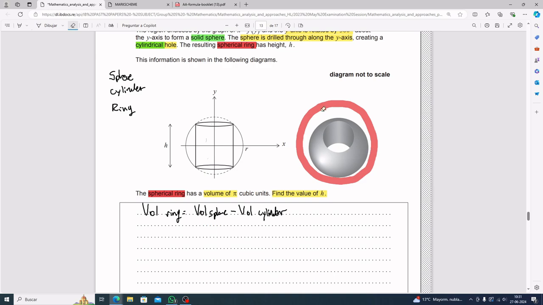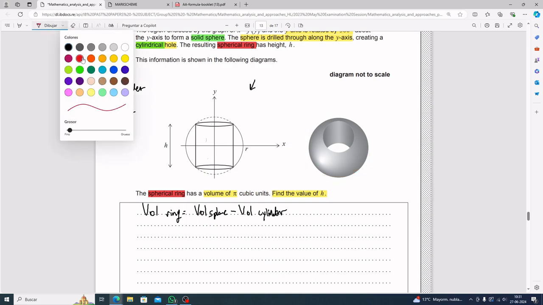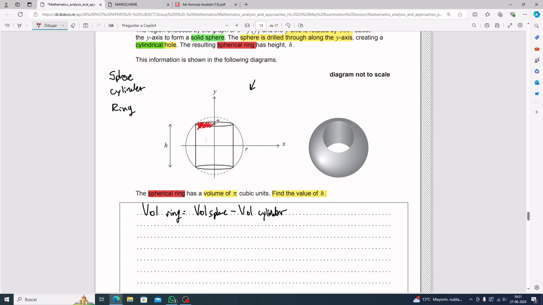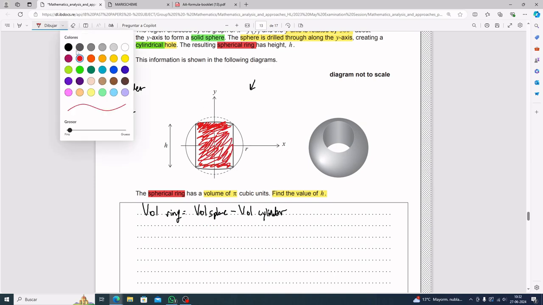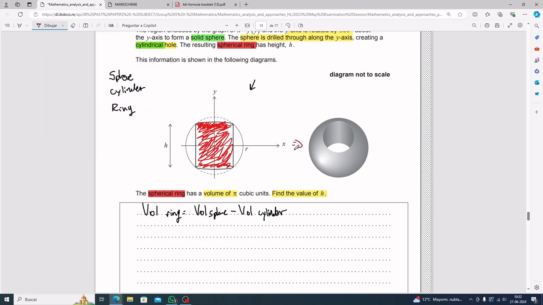Which makes sense because if, in this diagram here, you take the area of the whole circle or sphere and you subtract this, which I'm putting in red. If you subtract all of this from your shape, you end up with the ring, right?